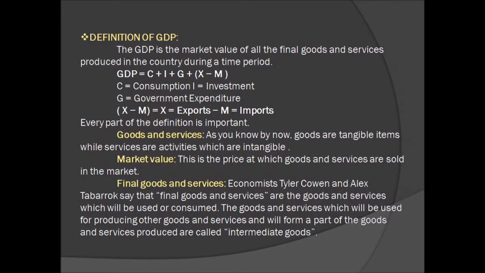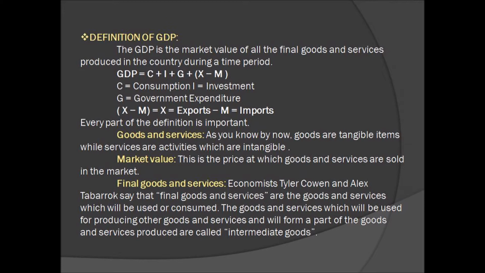Definition of GDP. The GDP is the market value of all the final goods and services produced in the country during a time period. The time period is usually 1 year, that is a financial year. Therefore, GDP is the market value of goods and services produced within the country border, irrespective of whether the product is produced by the residents of that country or a non-resident of that country.